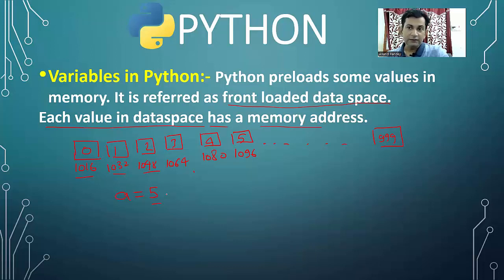In Python, a variable is treated as an object. It does not store the value. It stores the memory location where that value is stored. So if you're storing 5 to the variable, it will point to the memory address where 5 is stored.